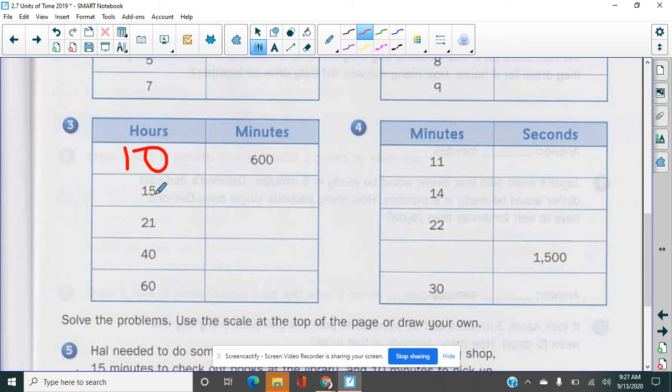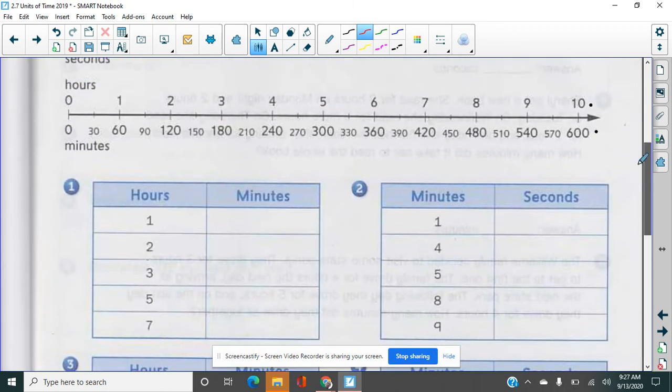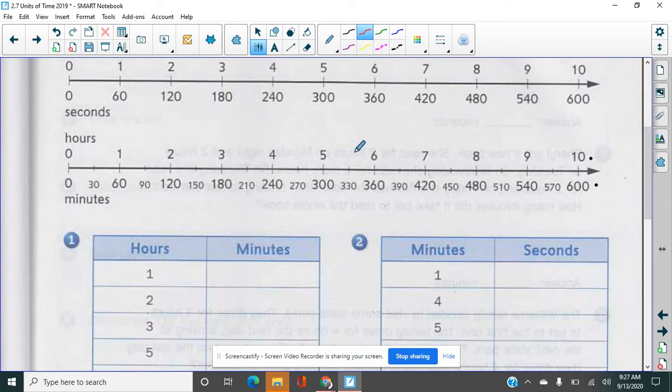All right, 15 hours. Let's look at the chart. 15 hours. Uh-oh, it's not on the chart. What could we do? What do you think? Well, that might work. But here's what I'm going to do. And maybe we said the same thing. And if your method works, great, go for that.